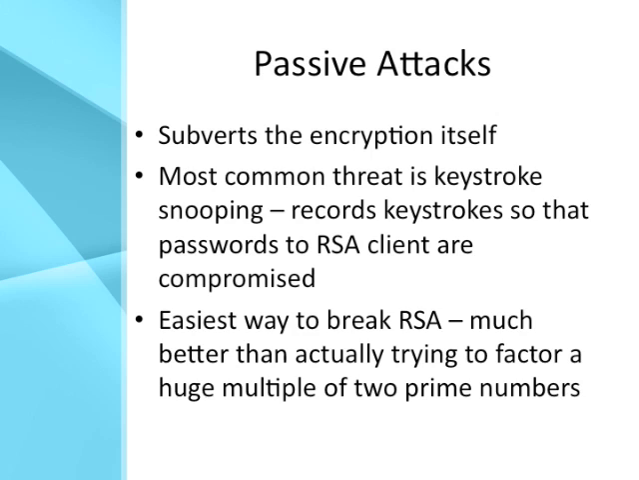Passive attacks are also a big threat to decrypting RSA. These do not hope to break RSA, but to subvert the encryption itself. One of the largest threats is keystroke snooping. This kind of program records the user's keystrokes so that passwords that grant access to the RSA client can be compromised, letting the hacker view all the messages decoded. So therefore, the weak point of RSA is actually the weak implementation of this strong system.